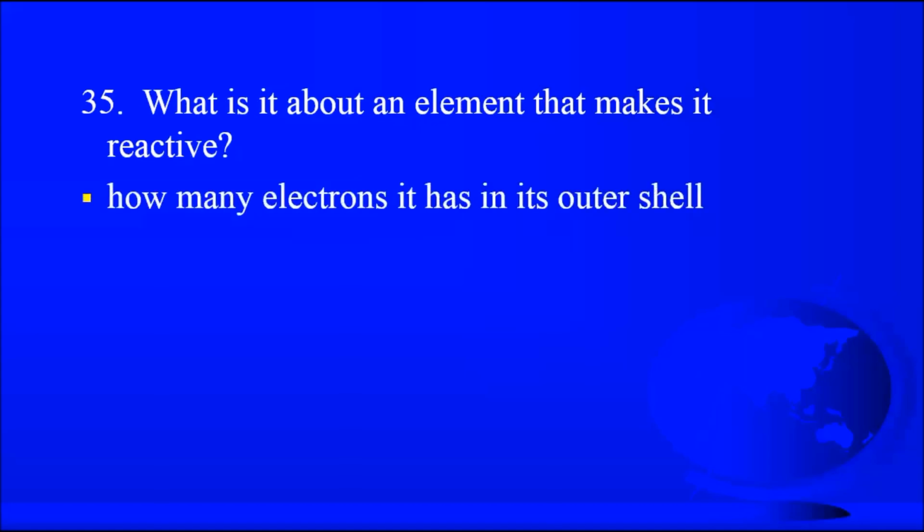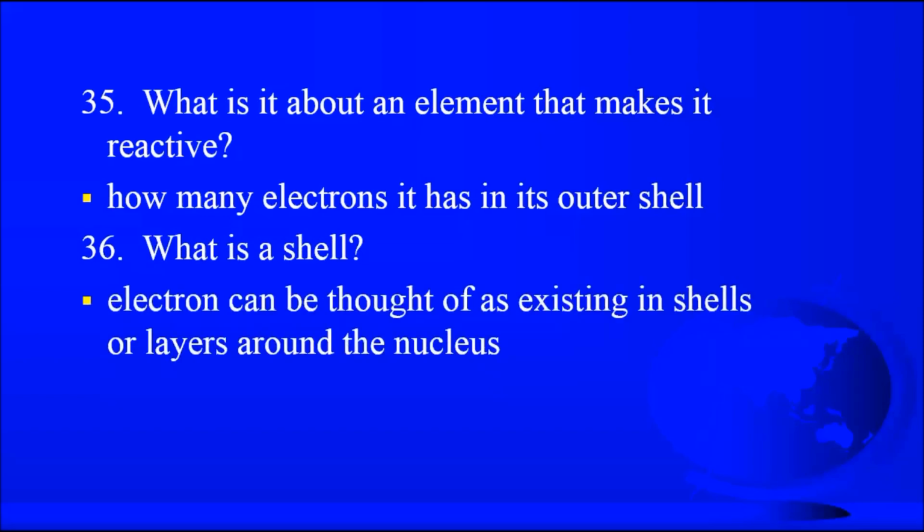What is it about an element that makes it reactive? How many electrons it has in the outer shell. Remember your biology teacher talking about outer shells? Or your middle school teachers? Yes. Well, one kid remembers. What is a shell? Electrons can be thought of as existing in shells or layers around the nucleus. Kind of like onions have different layers. Well, electrons live in those layers.